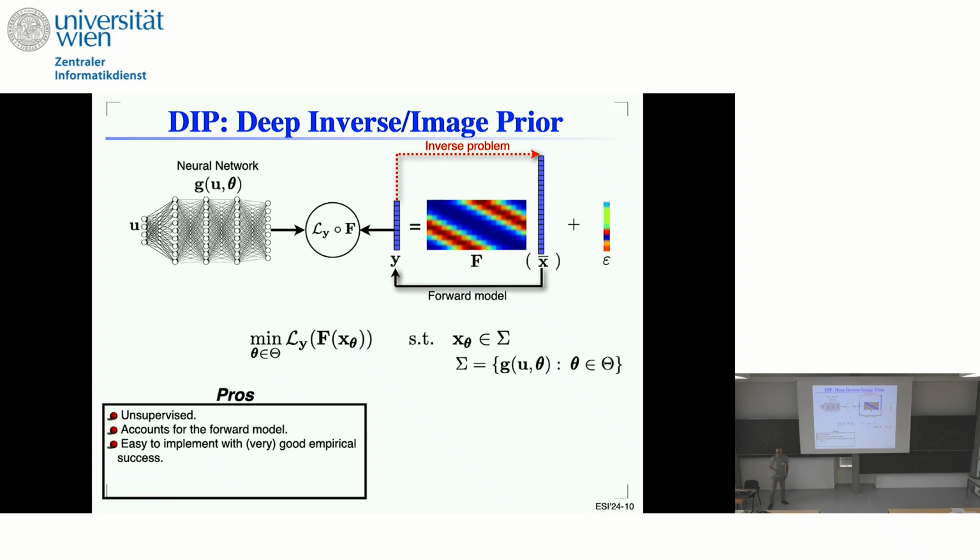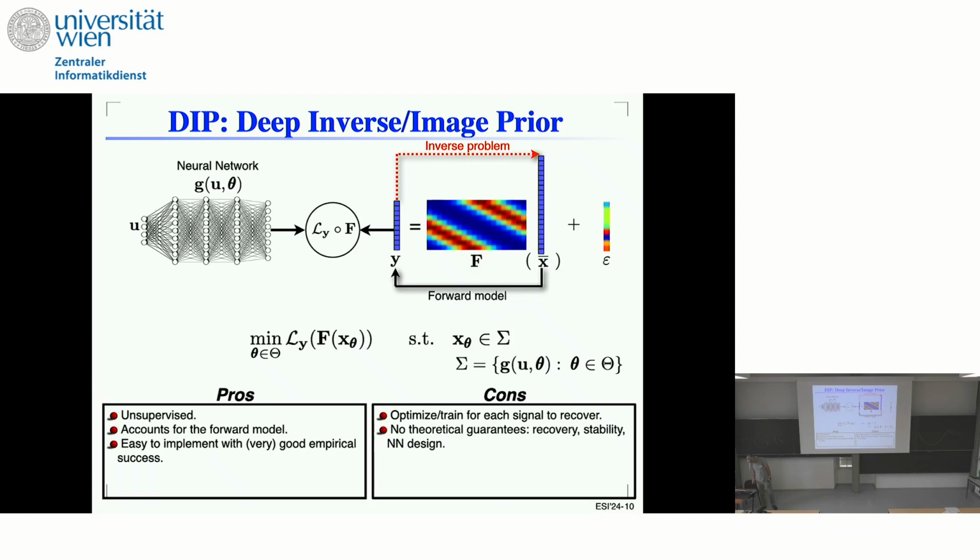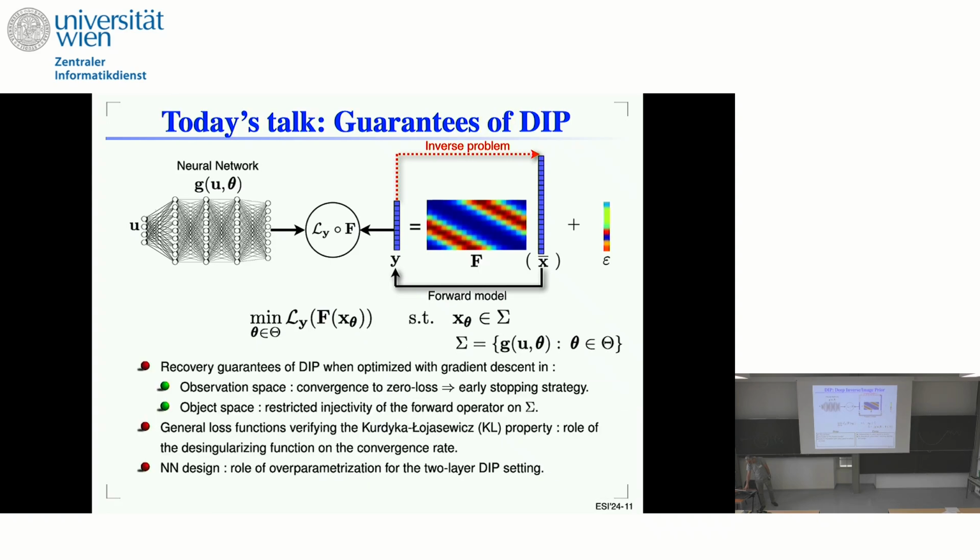Okay. So here you can account for the forward model. It is unsupervised, easy to implement with very good empirical success, as I just showed you. However, you have to train to optimize for each object to recover, of course. And there is no theoretical guarantee so far. What we try to do is really to answer this question: why and when is it going to work?